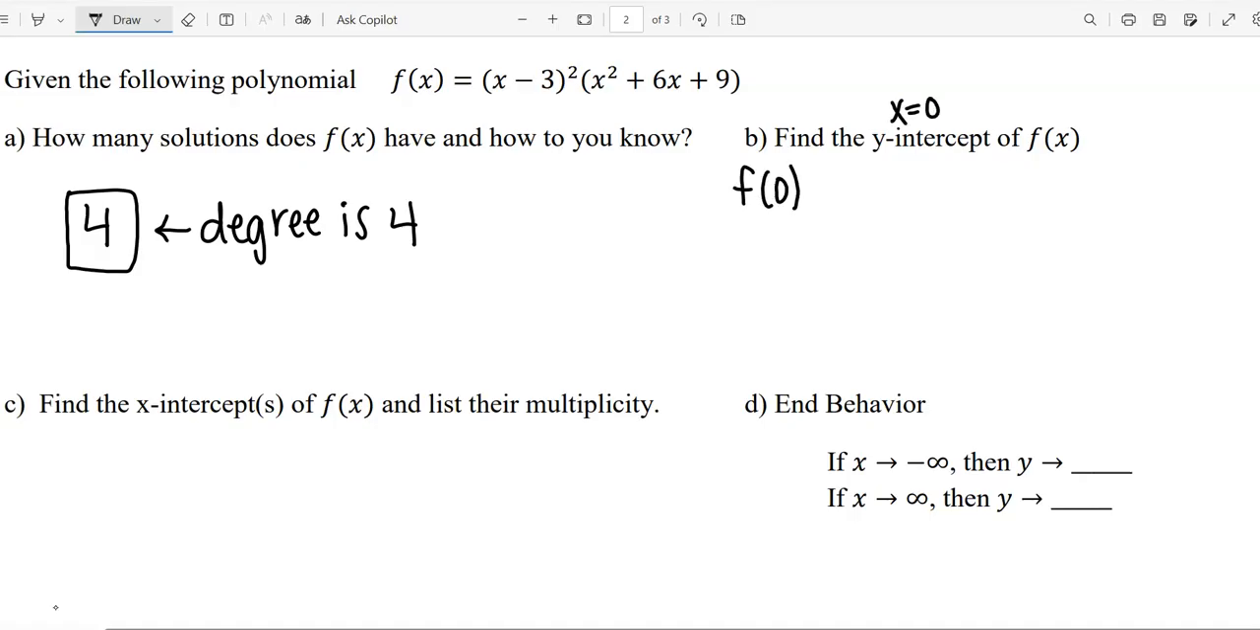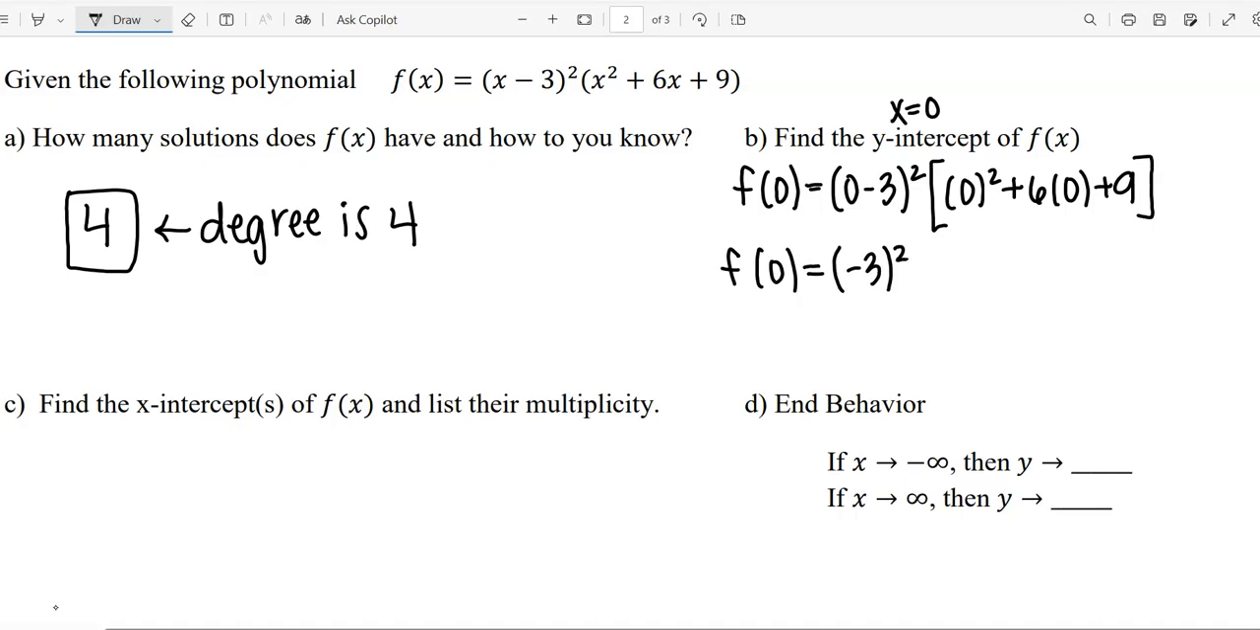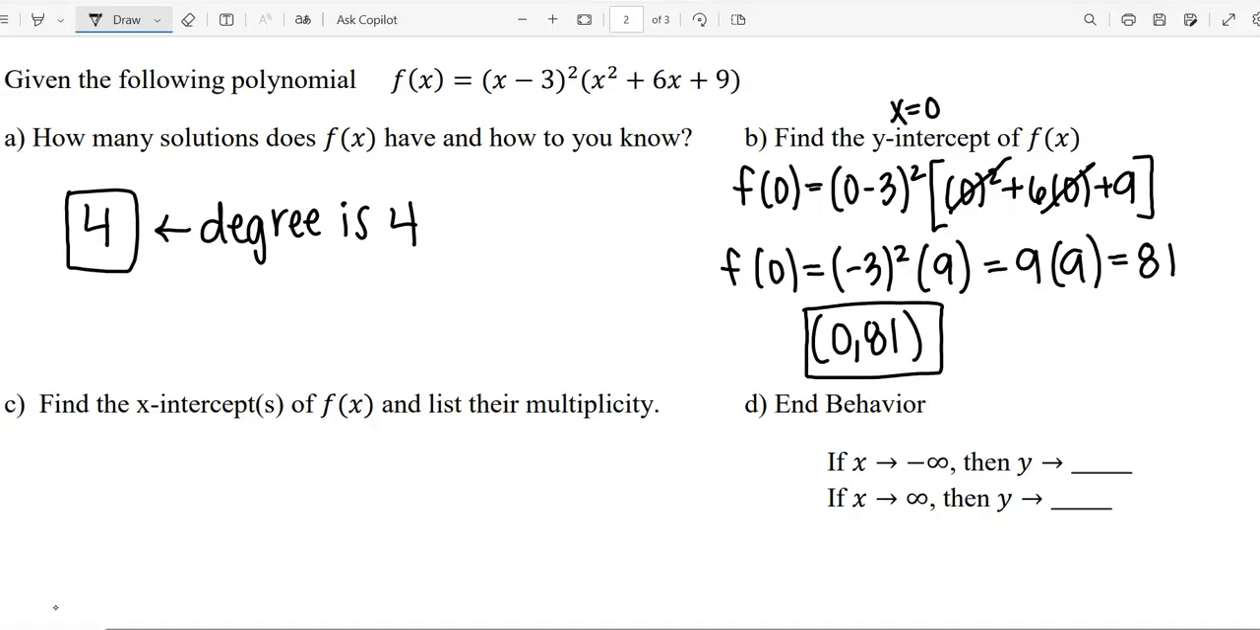I do want you to show work for that, so f of 0 equals, we've got 0 minus 3 squared, and then I'm going to use a bracket because I'm going to have to use more parentheses on the inside. I've got 0 squared plus 6 times 0 plus 9. What's 0 minus 3? Negative 3. That's being squared in the front, and then 0 squared is 0. 6 times 0 is 0, so I'm left with 9. And then negative 3 squared is 9, and that's multiplied by 9 to give us 81. So what is the y-intercept? 0, 81. Good.